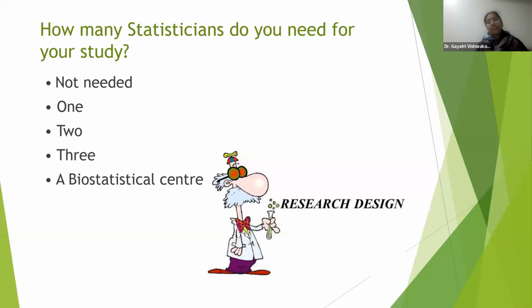And the biostatistical center: if you are doing a multi-centric study, it is always good to involve one statistician who can manage the data from each center, and we can have collective, very good quality data. Because when you are using any statistics and you don't have good quality data, it is really difficult for anyone to produce good evidence. So we have to have good quality data.